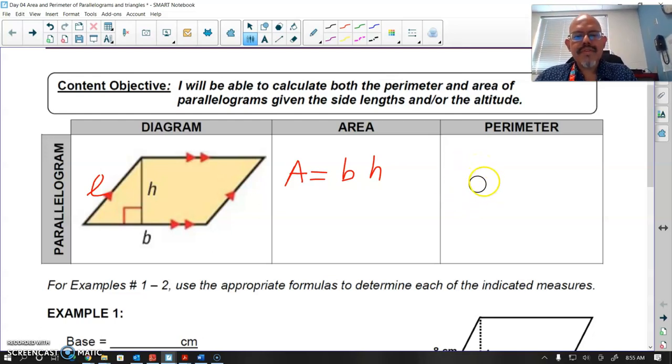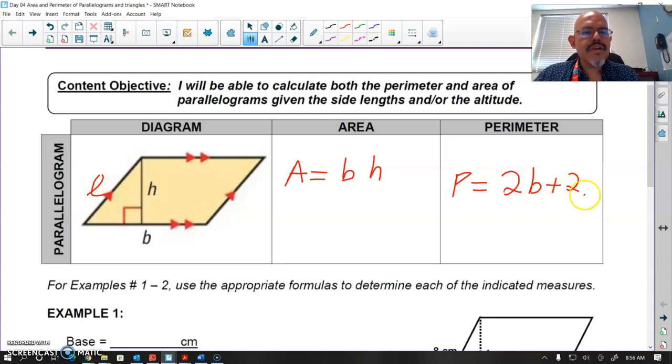Perimeter is equal to 2 times whatever the base is, plus 2 times whatever L is. So that'll go ahead and take care of that. It's easy.